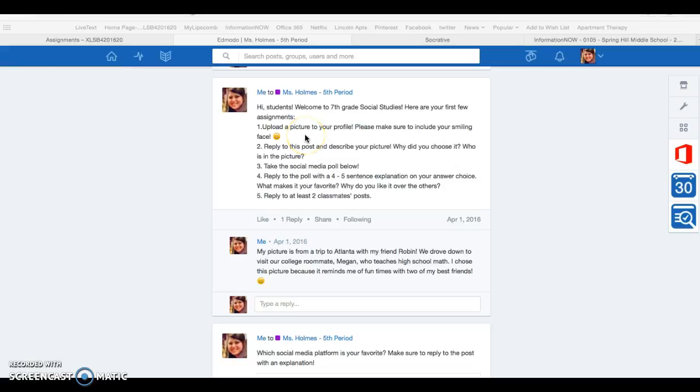I asked them to upload a picture to their profile and then reply to this post and describe their picture, why they chose it, and who was in their picture. Make sure that they take the social media poll, as well as reply to the poll with an explanation of their answer choice. What makes it their favorite? Why do you like that one over others? And make sure to reply to your classmates.